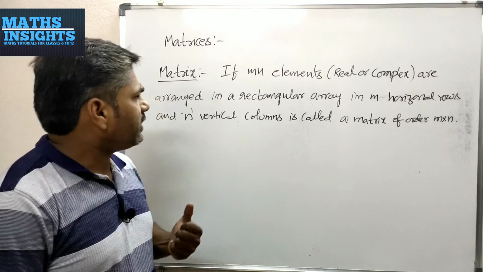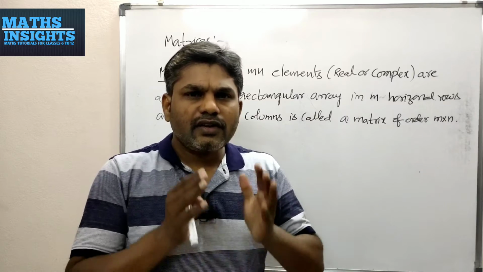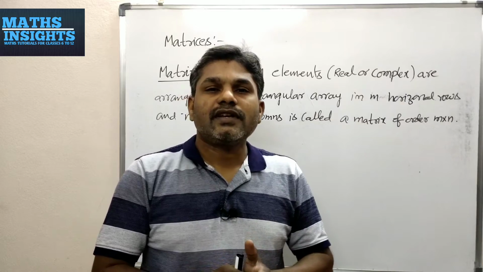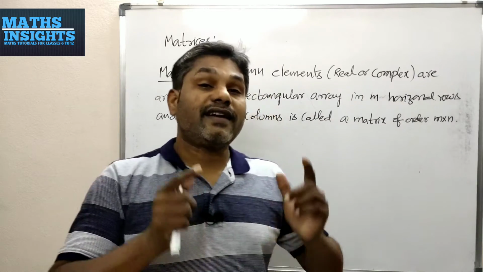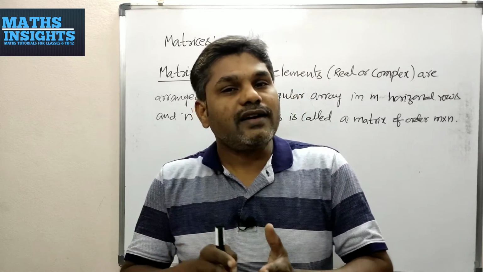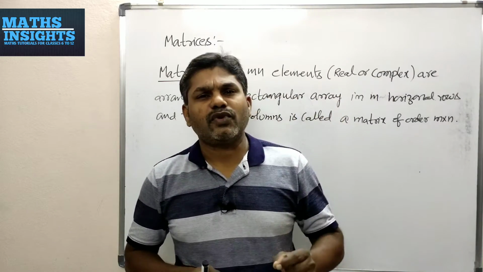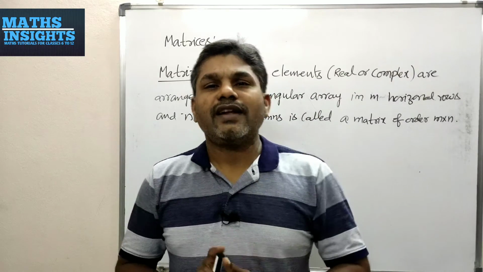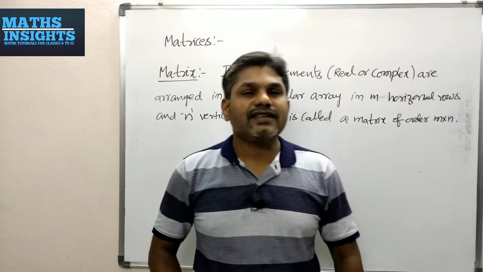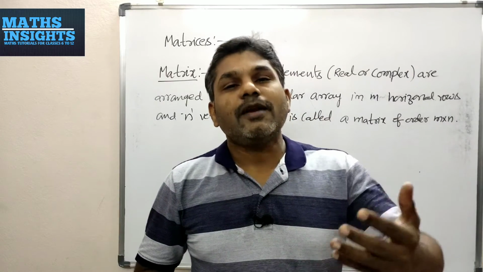This is the definition of matrix. Actually, matrix is an arrangement of numbers. If you take m by n or m into n elements, and those will be arranged in rectangular arrays in horizontal rows and vertical columns, then that arrangement is called a matrix. Very simple. The m into n elements may be real or complex.